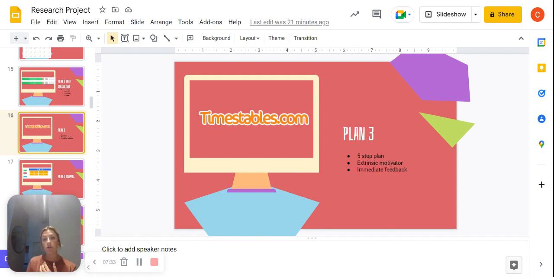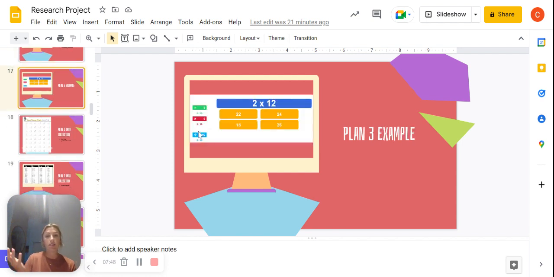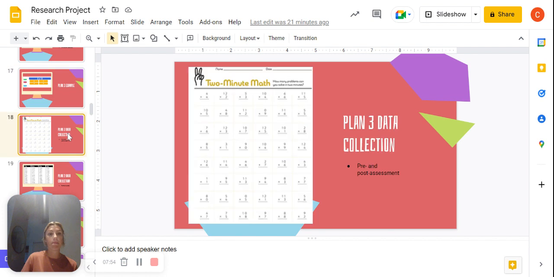There are extrinsic motivators for each step that they complete. They get a mini trophy. When they finish all 5, they get a big trophy. And then some of the 5-step programs have immediate feedback, but not all of them. This is an example of one of the steps that they have to get through. So they answer 15 fact fluency problems.